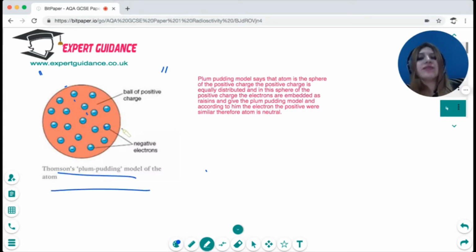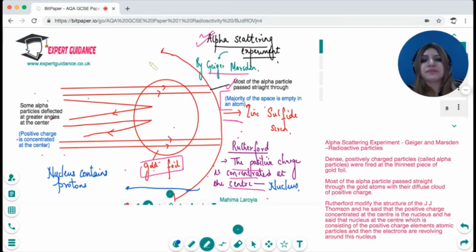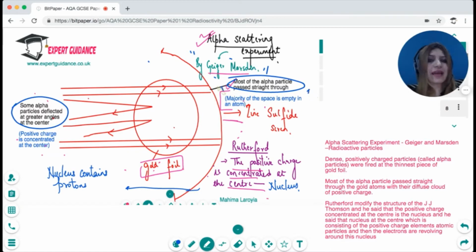Now, if this theory was true, then what we should have expected is that when we pass the alpha particle, which is a positively charged helium particle, through this sphere, it should have been deflected, as the atom has positive charge equally distributed throughout. But what Rutherford found, in an experiment done by Geiger and Marsden, was that when they passed the alpha particles through the gold foil, most of the alpha particles passed straight through and some showed deflection at a very great angle, and that was just at the center. So they concluded that the majority of the space in the atom is empty.